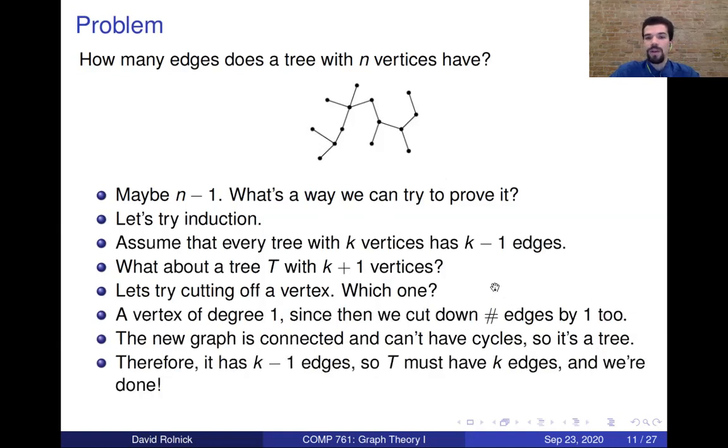Therefore, it has k minus 1 edges because it has k vertices. So it has k minus 1 edges by our inductive hypothesis. So that means T must have k edges because we took one away to get this trimmed tree. And we're done, right? So what's missing here?